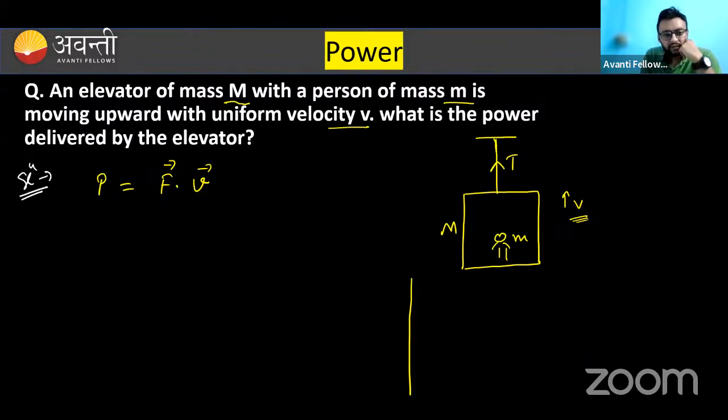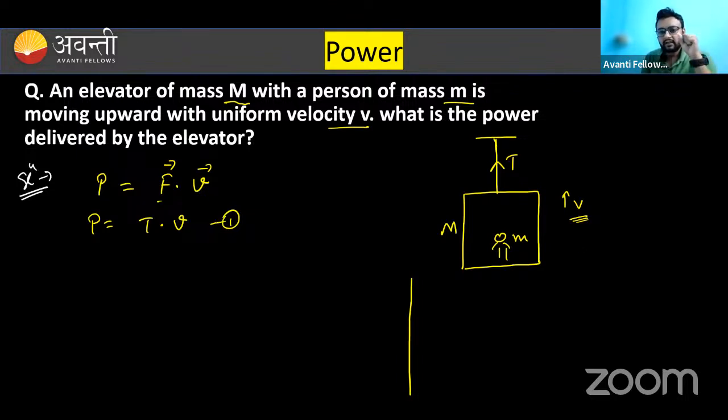So what I'm saying, we need to calculate this force, and what applies force to lift the elevator is the tension. The angle between tension and velocity: tension is upward, velocity is upward, angle is 0, so it will become T times v. So now my task is to calculate T.